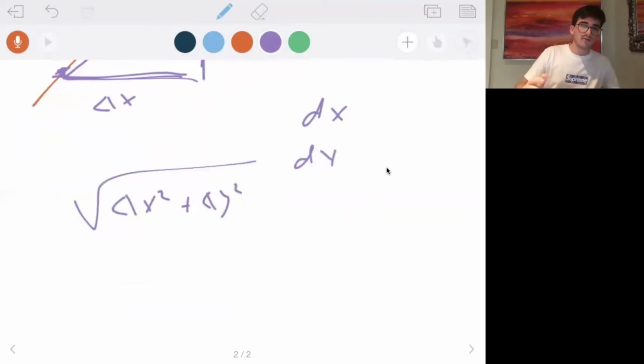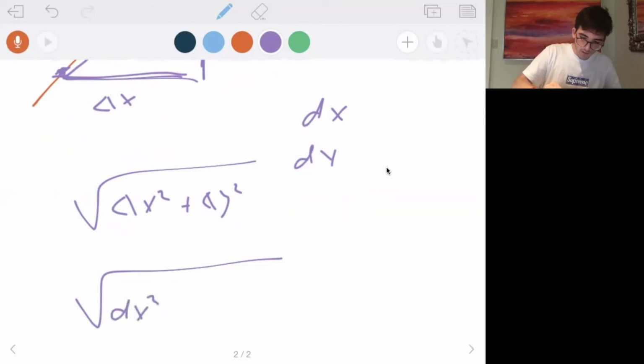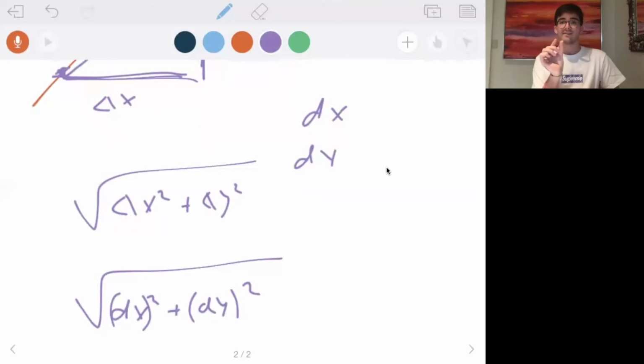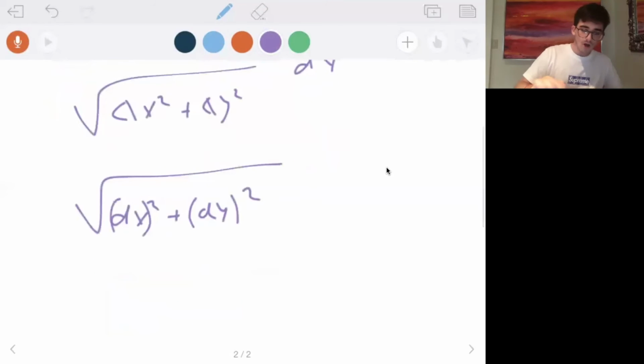So I'm just going to make those necessary changes. I'm going to say, okay, instead of delta x squared, it's now going to be dx squared plus dy squared. And that right there is our length of that tiny little section. All right, and because we want to add all of these lengths together, we will be taking an integral.